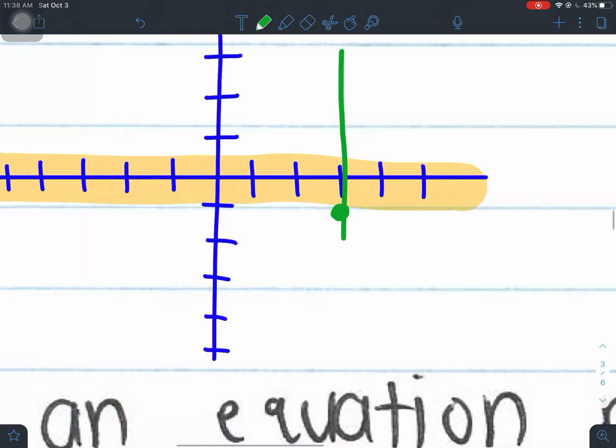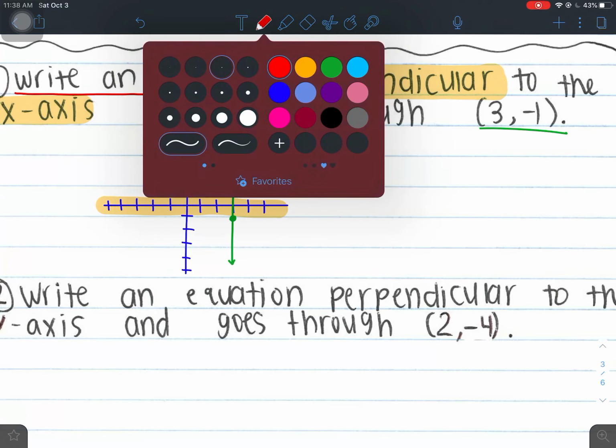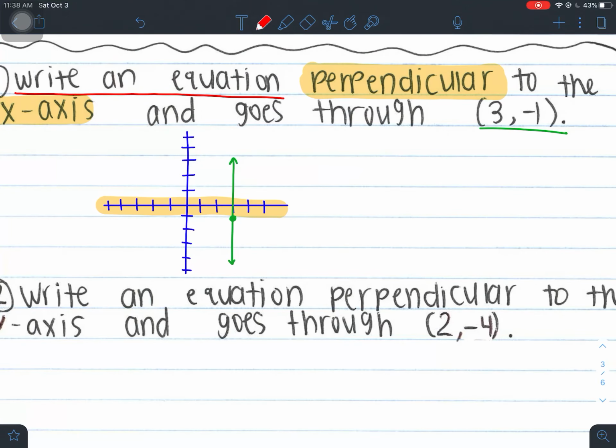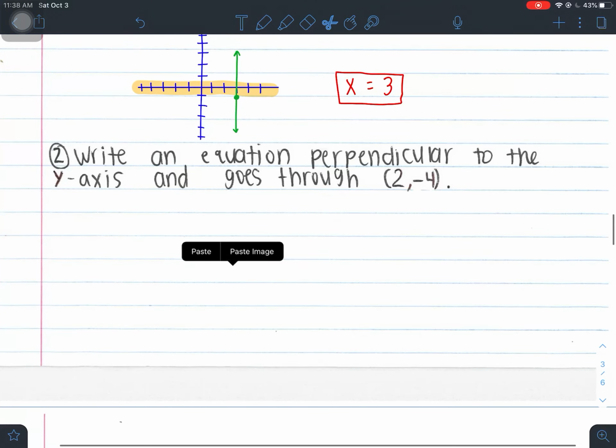So you're going to draw a line that actually crosses through the x-axis because you want it perpendicular to the x-axis, and you want it to go through that green point. So it's going through the point (3, -1), and it's perpendicular to the x-axis. So we're going to write the equation now. The green line goes through which axis? It goes through the x-axis, so it's going to be x equals, and it goes through the x-axis at positive 3. So you have x equals 3. That's it. That's all you have to do for that one.